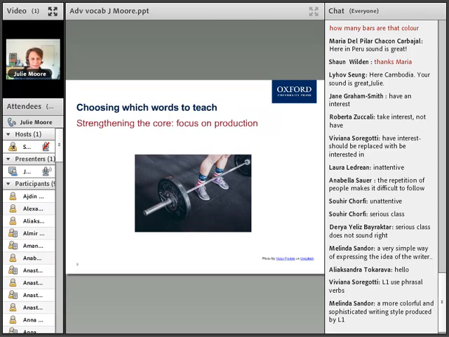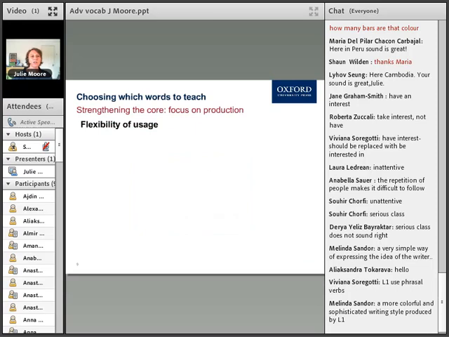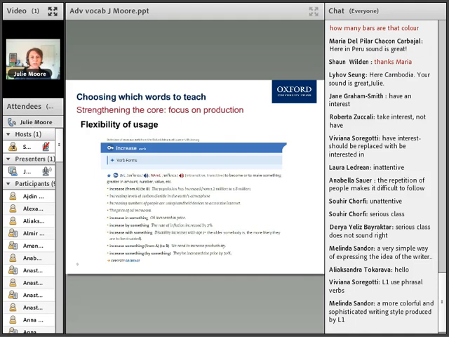So what can we do about this? Well, I would like to suggest that one of the most important things that we need to do is, rather than pushing on with lots and lots of new vocabulary constantly, which is a temptation and which students want, they like to learn new words, I think sometimes we need to take a step back and we need to strengthen that core vocabulary in order to improve students' productive abilities.